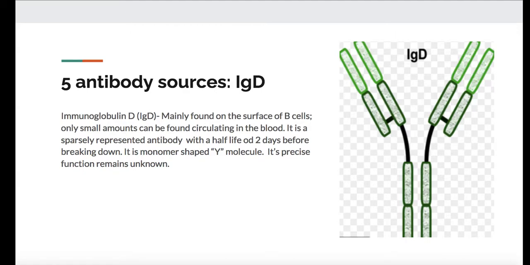The fifth antibody is immunoglobulin D. It is mainly found on the surface of B cells, and there are only small amounts that can be found in the circulation in the blood. It is a sparsely represented antibody with a half-life of 2 days before breaking down. It is a monomer-shaped Y molecule, and its precise function still remains unknown.